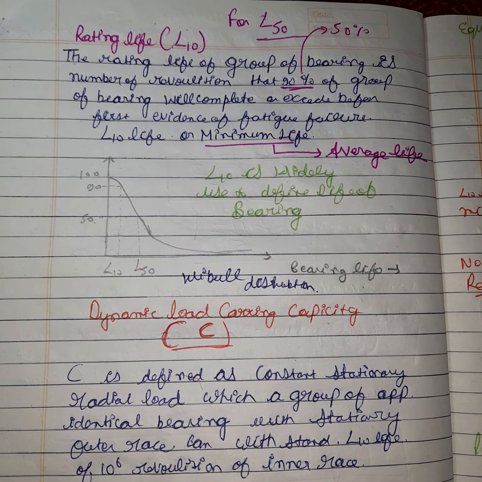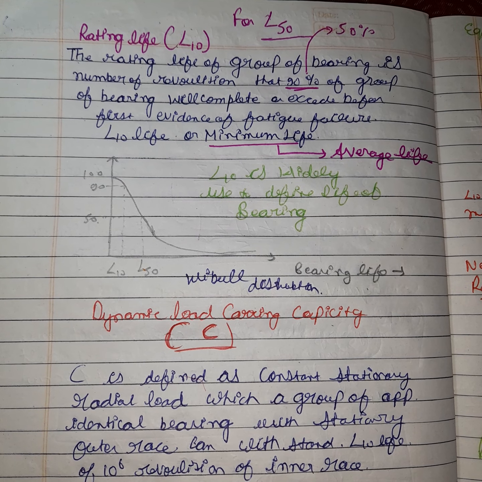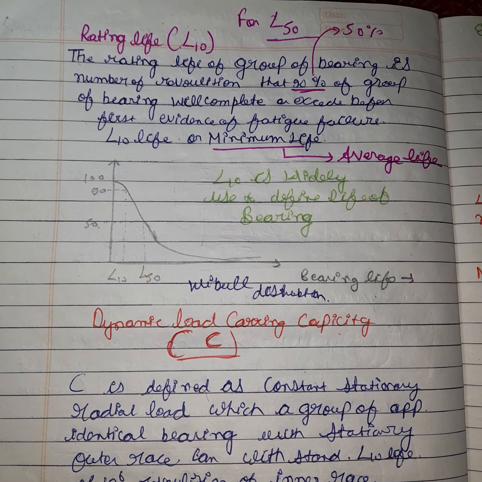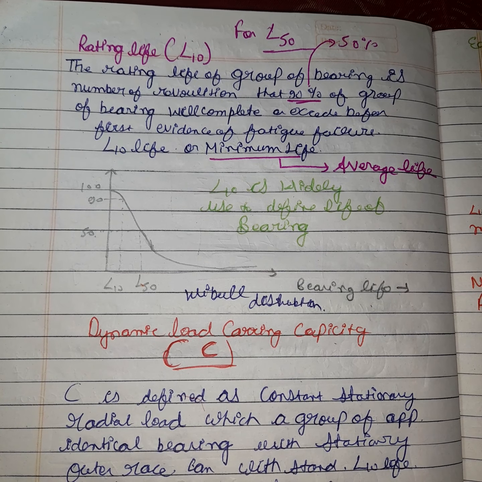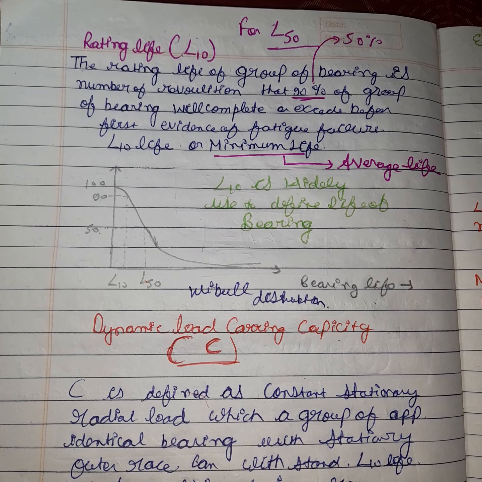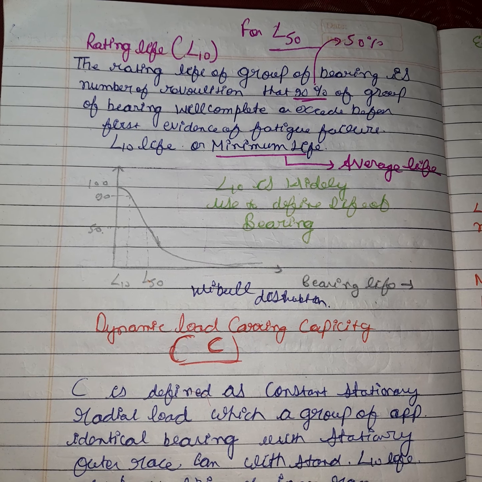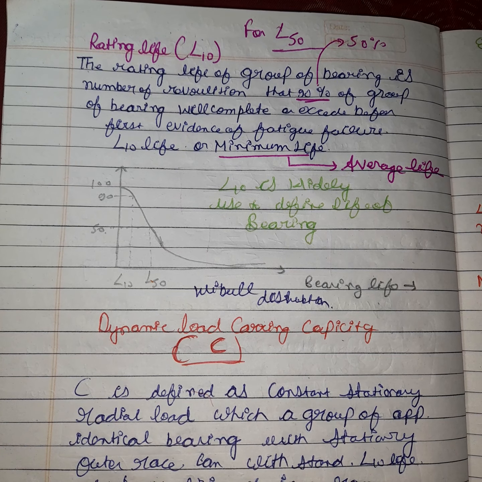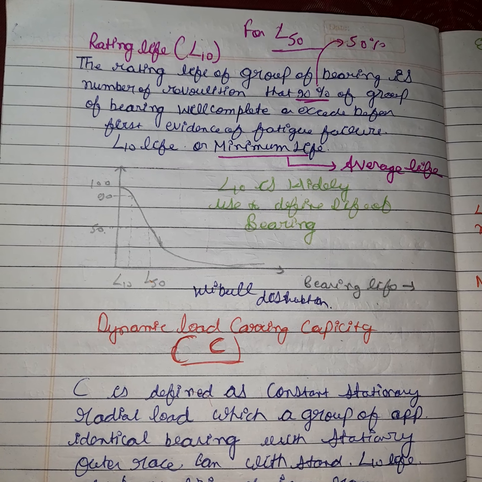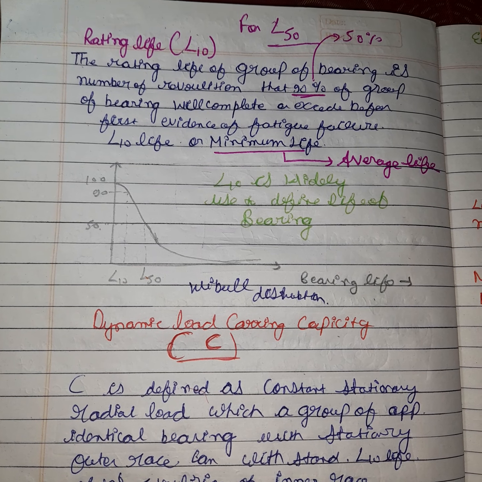Now, let us start the new topic, rating life or L10 life. It is one of the most important topics of the bearing. So, let's just start. The rating life of a group of bearings is the number of revolutions that 90% of the group of bearings will complete or exceed before the first evidence of failure, which means that when a bearing will complete its 90% of the revolution before the first evidence of failure, it is called the L10 life or the minimum life.